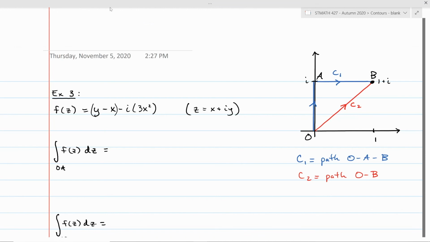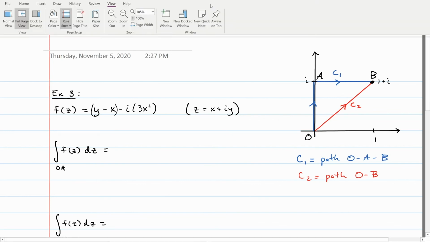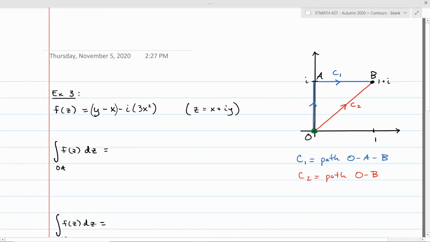Here will be a function where we won't have independence of path. In this example, I've got 2 points that I'm focused on, the origin here, and then the point B. And I've got 2 different paths that go from O to B. The blue one goes first up from 0 to I at the point A, and then from A to B over. So it's like the 2 legs of the triangle, and then C2 is like the hypotenuse of the triangle.